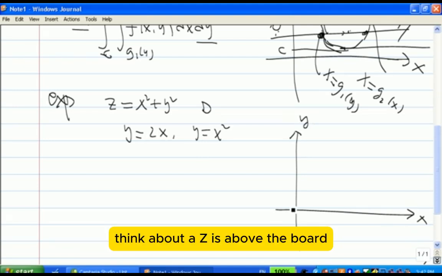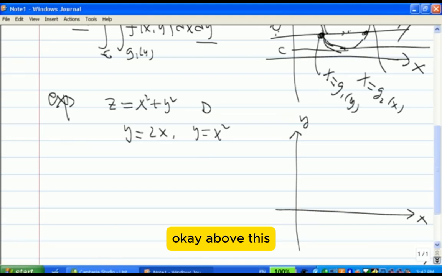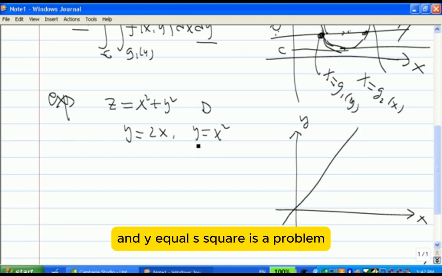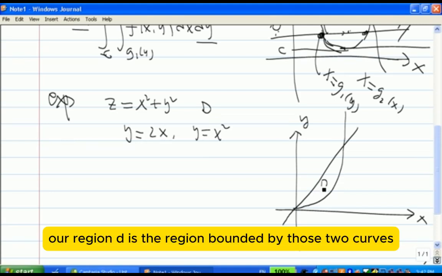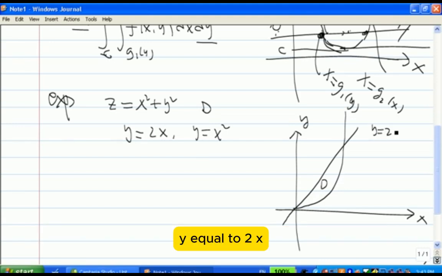Think about z being above the xy plane. Okay, y equals 2x is a line like this, and y equals x squared is a parabola like this. Our region D is the region bounded by those two curves. This one is y equals 2x, and this one is y equals x squared.